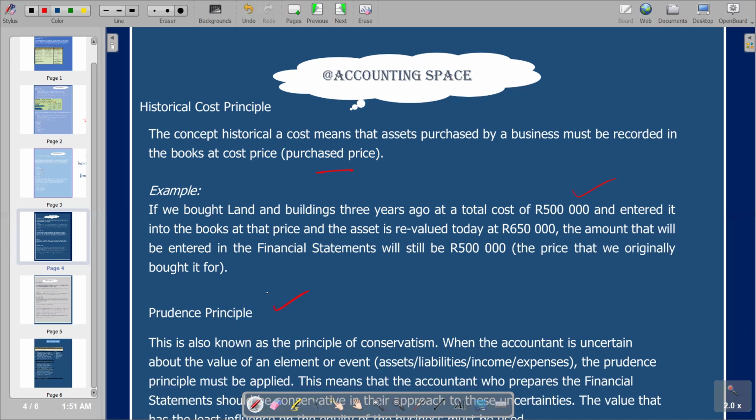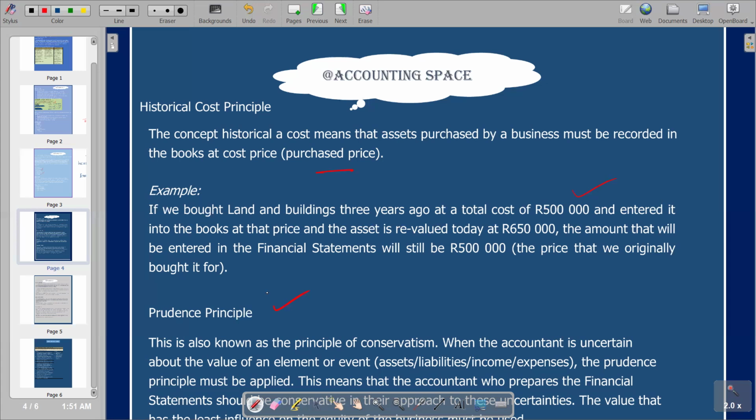Then next, we've got the prudence principle that we want to look at. The explanation that we have in terms of the prudence principle is that it says that income and assets, income and revenue are not overstated in financial statements. Alternatively, this prudence principle is known as the conservatism principle. It also makes sure that liabilities are not understated and provisions are made for income and losses. So basically, that is also the explanation that we can give in terms of the prudence principle.